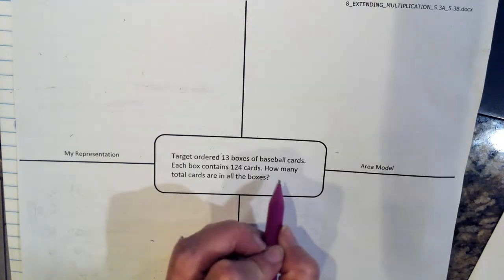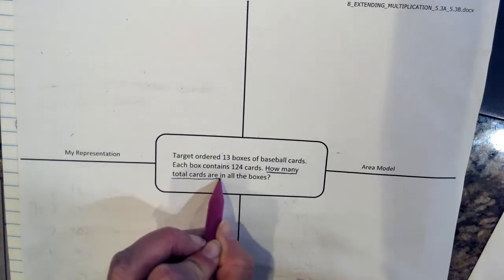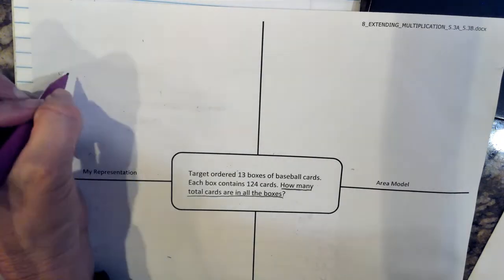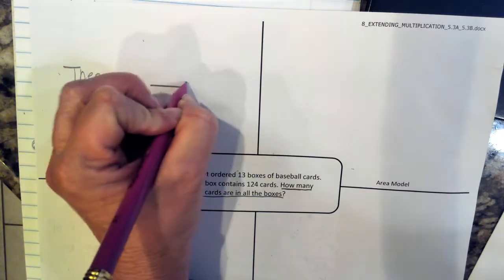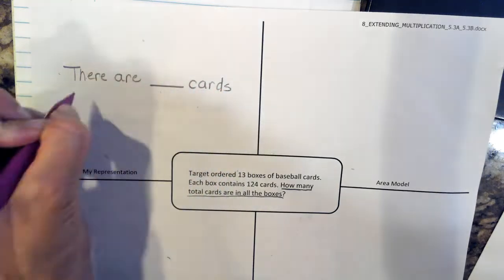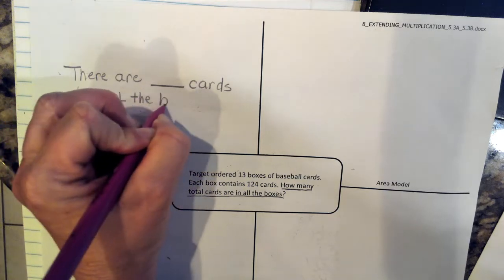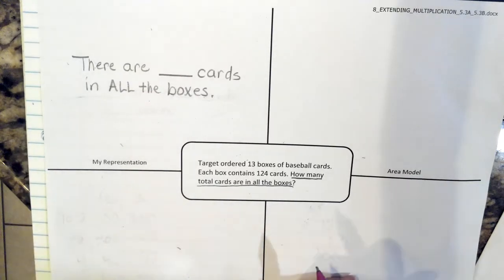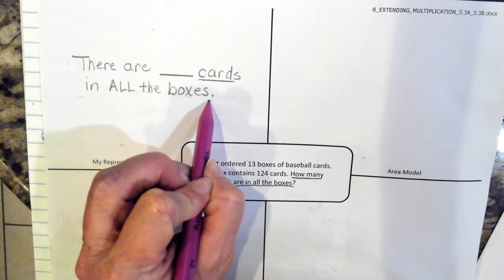When I read my question, how many total cards are there in all the boxes, I want to turn that around and say there are blank cards in all the boxes. In order to figure out that information, I'm going to need to know some information about the cards and the boxes.